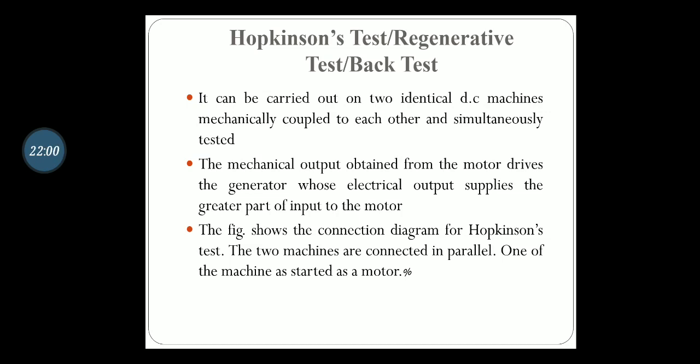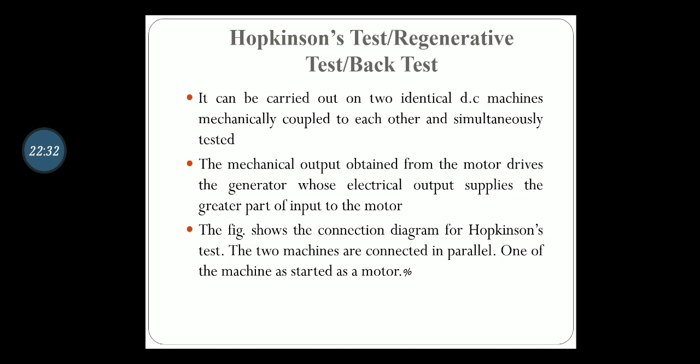Now through this test, full load testing of two DC shunt machines can be carried out, mainly identical ones. In this test, power drawn from the supply only corresponds to the no load losses of the machine. Electrically, these two machines are mechanically connected in parallel and controlled in such a way that one machine acts as a generator and the other acts as a motor.